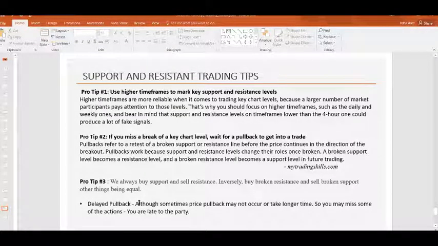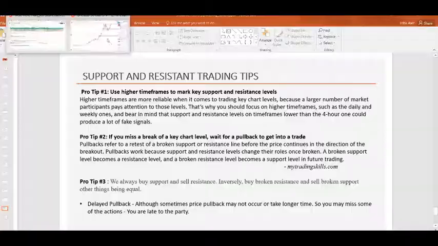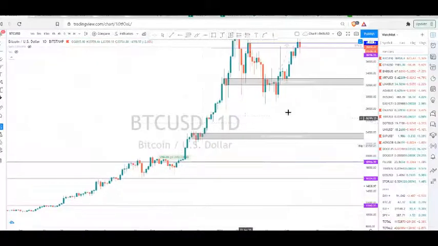And we also follow the news. So although sometimes price pullback may not occur, or it will take a longer time, what happens? You are going to miss the trade. And that's why sometimes you get late to the party. But there are times too that getting late to the party is okay.